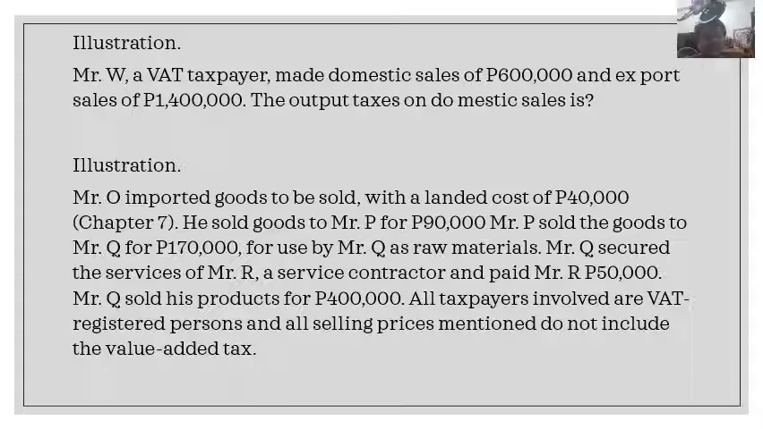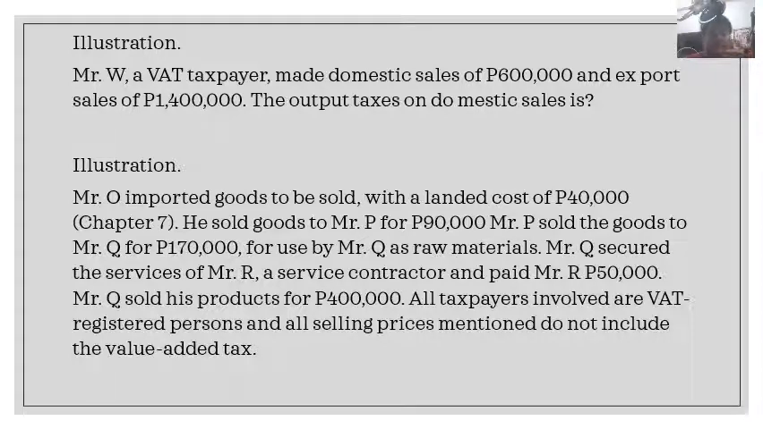So first, you have to identify yung rate na gagamitin. So for local sales, we will be using yung 12% kasi local, ba? Sa Philippines lang. However, yung export sale na 1.4 million, it is export sale kaya zero rated yan. Kaya 600,000 times 12%, 72. Tapos 1.4 million times 0 kasi zero rated is equal to 0. So ang output tax lang natin is siyempre yung 72 lang. So let's continue.